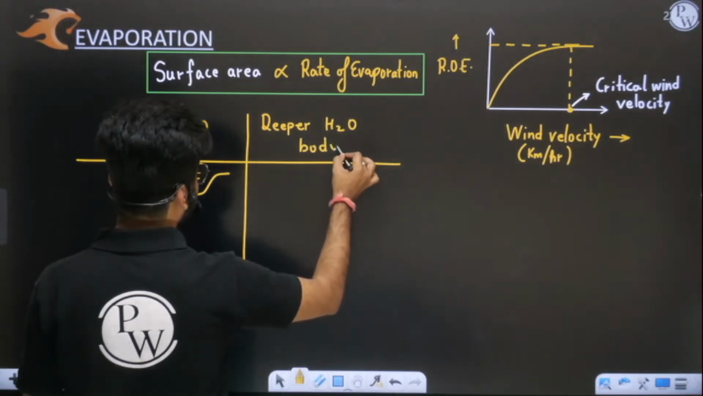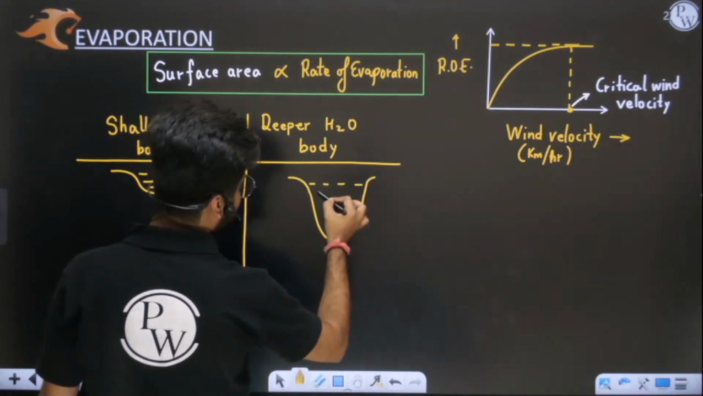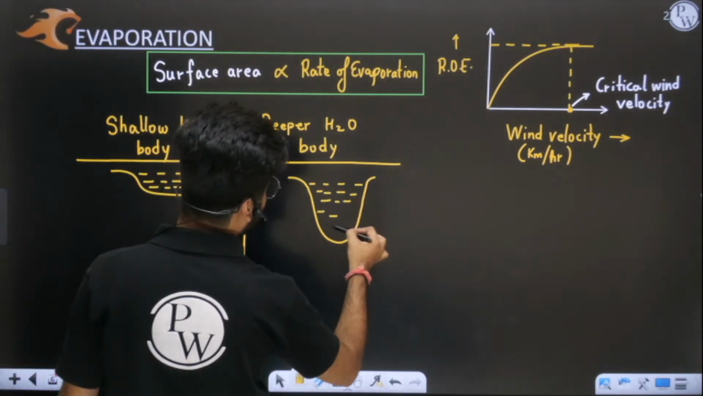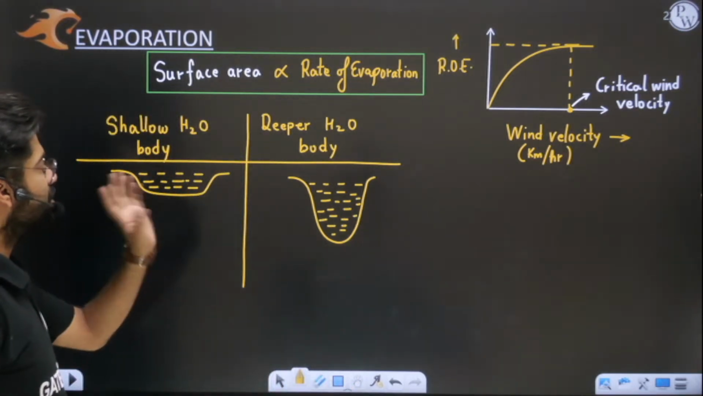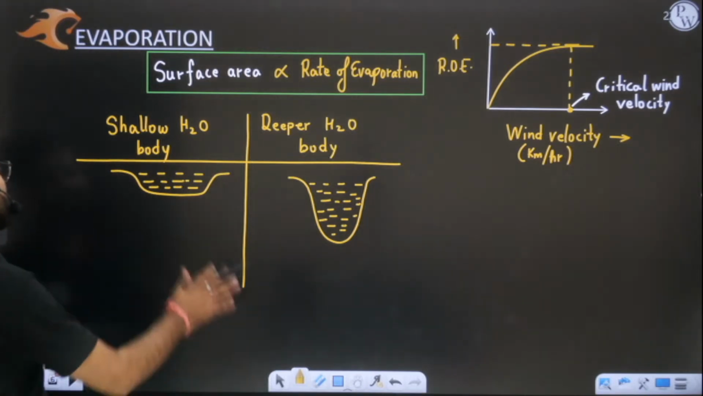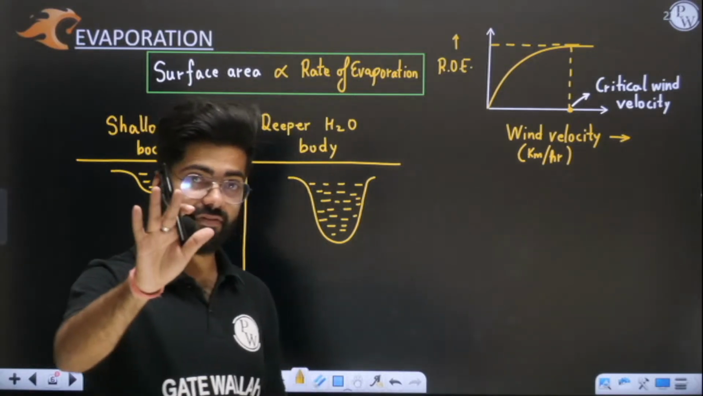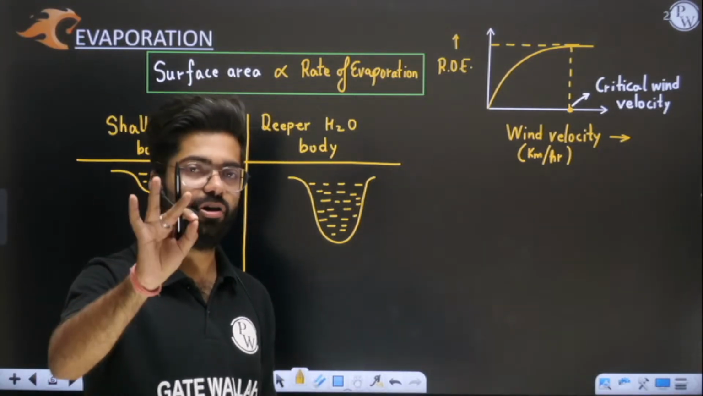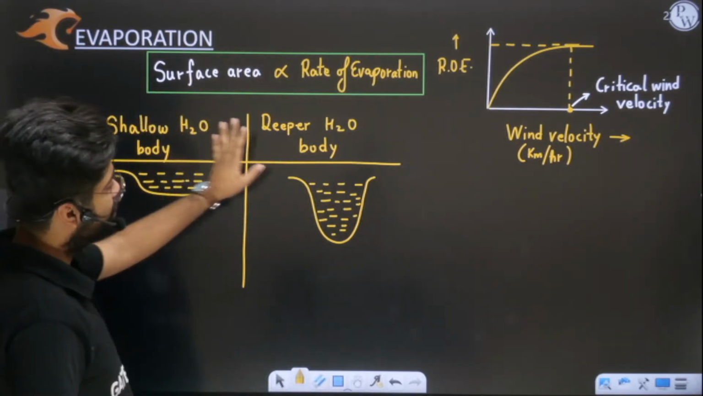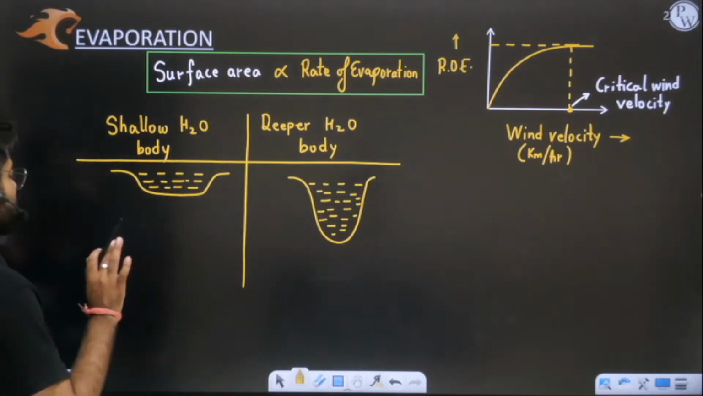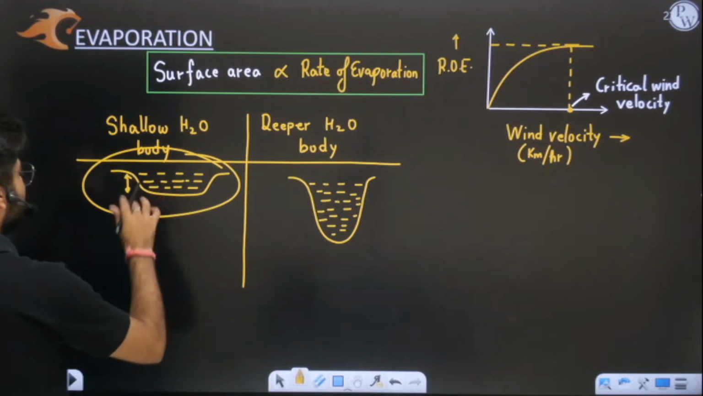Deeper water bodies obviously are very, very deep. So this is a shallow water body, and this is a deeper water body. First, let us consider the shallow water body. I am asking you one question. Listen very carefully and then answer it. Just consider a shallow water body, not this one right now. Let us say we have a lake which is only 1 meter deep, not very deep.